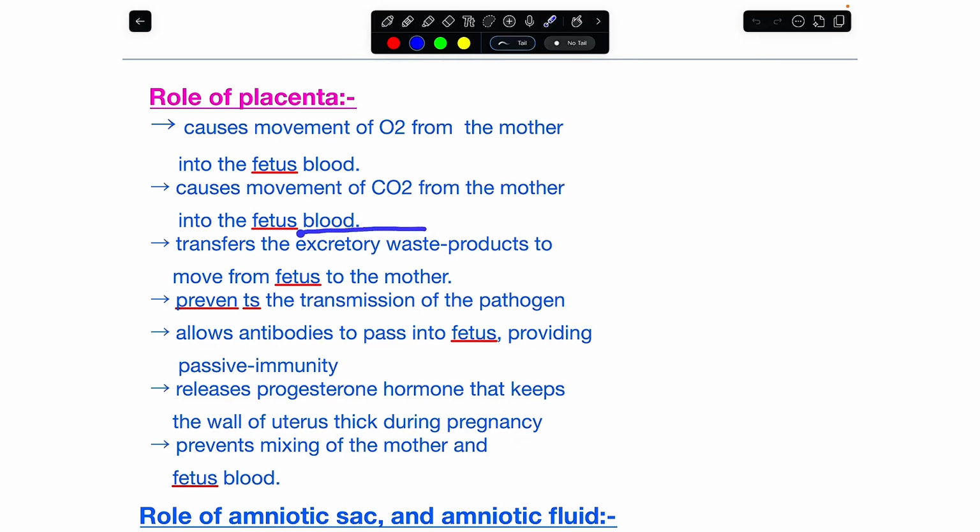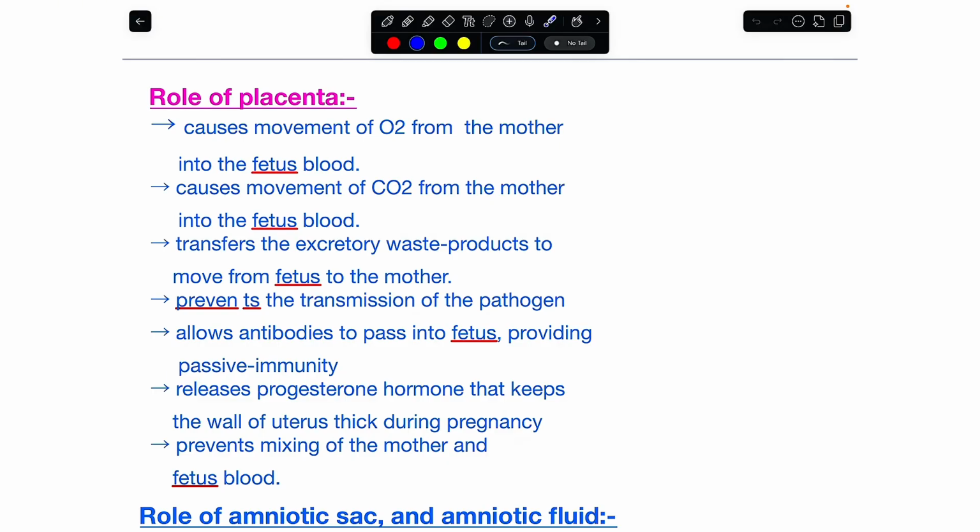This also helps the transfer of some other excretory products, again from the fetus to the mother. At the same time, this placenta would not allow the transmission of any pathogens. The fetus has to be protected from the pathogens. So what this placenta would do is allow the antibodies to get from the mother into the fetus body, and by that, the fetus would be developing passive immunity.